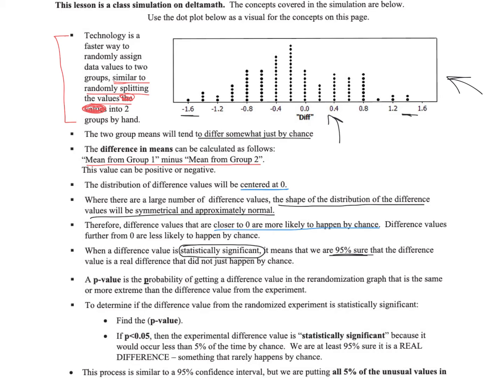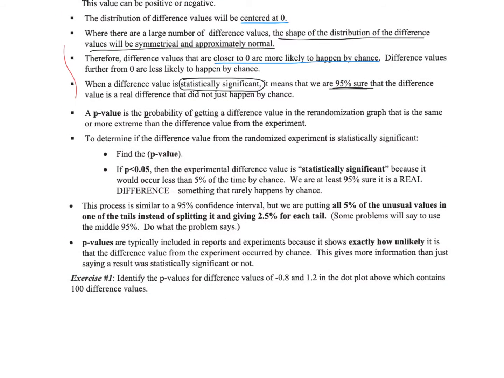So if I'm on the top side, how many dots are to the right? If I'm on the bottom side, how many dots are to the left? So we call this value a p-value. A p-value is the probability of getting a difference value in this re-randomization graph, the graph that's up at the top of the page, that is the same or more extreme than the difference value from the experiment. So that's where we're going to the side. We're just looking at one side based on that value.